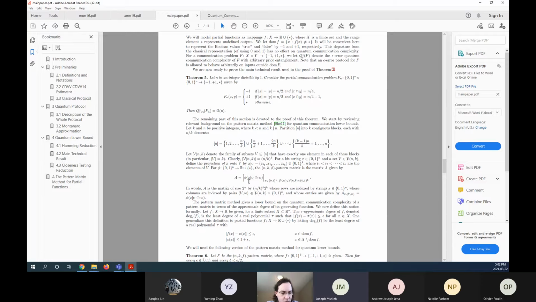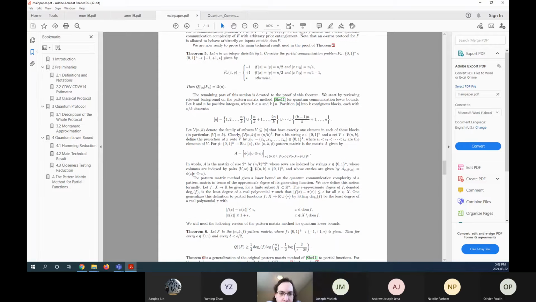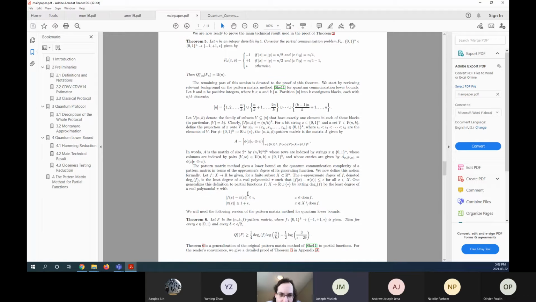row where you take the exclusive OR of x restricted to the indices you chose for the corresponding partition, XORed with a binary string of length k. And essentially the key part of the technique is that you can bound this below by the epsilon approximate degree of the function phi here. And the epsilon approximate degree is just the least degree of any real polynomial that approximates it within epsilon error over the domain.